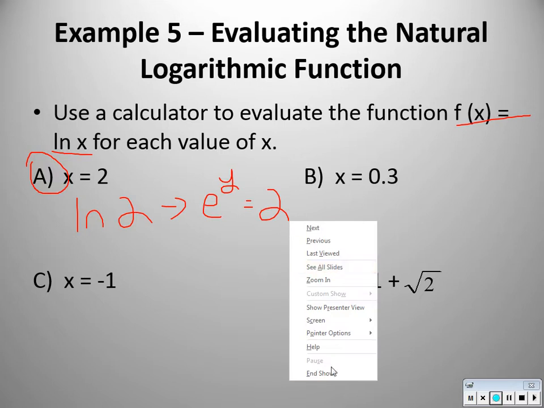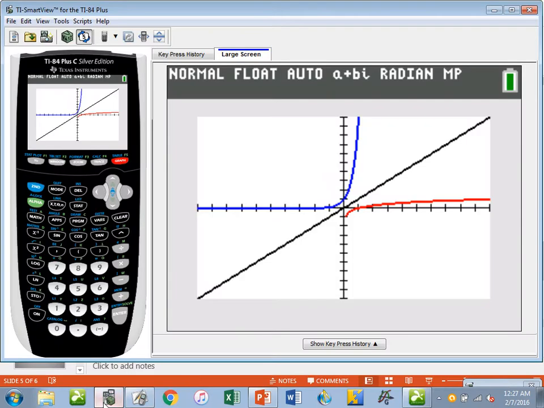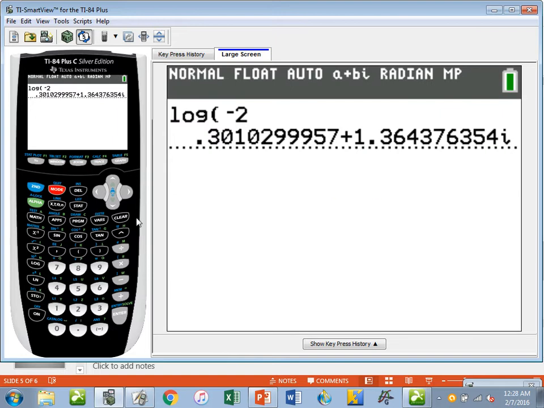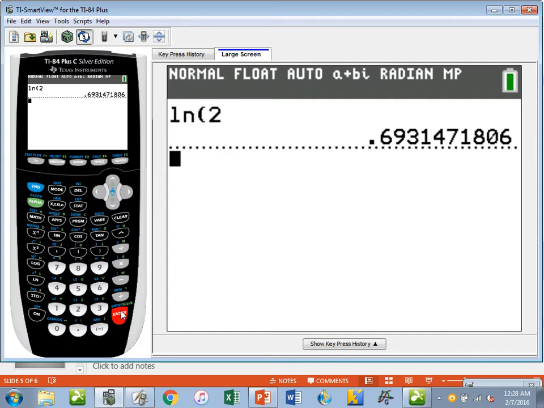When I do this, I'll show you first, if you notice on your calculator, right below the log button is the natural log button. So if I do the natural log of 2, I get a value of 0.6931471806, because e, the natural base, to the 0.693 power equals 2. So that's for part A.